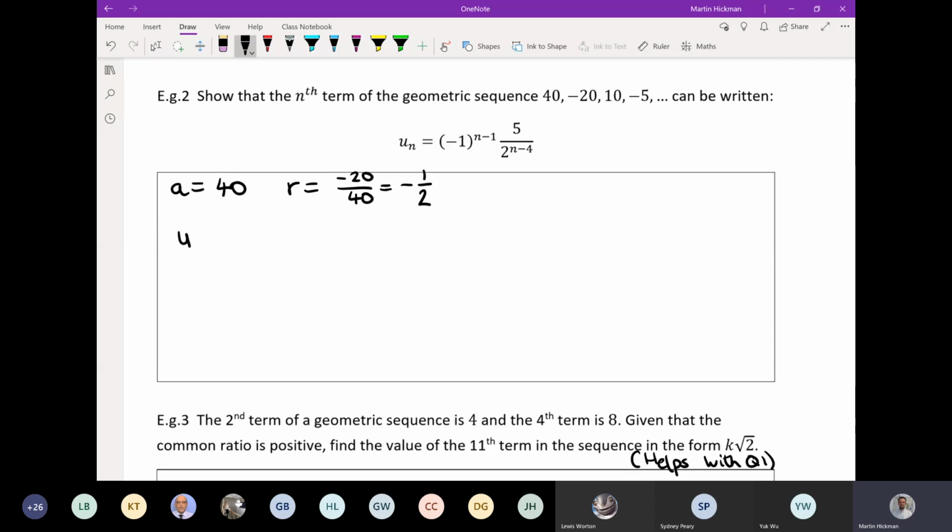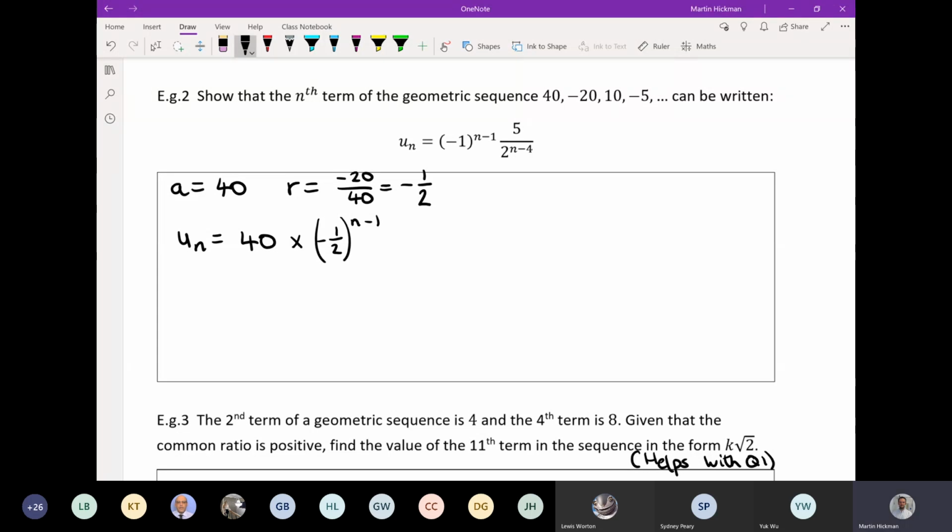Now what we can do is substitute that into our formula to find our nth term. So u_n, this is how we find our nth term. We're going to do 40 multiplied by -0.5, which is our common ratio, to the power of n minus 1. Now it might look at the moment like we're a million miles away from what we're actually trying to show here, so we need to do a little bit of manipulation to get there.